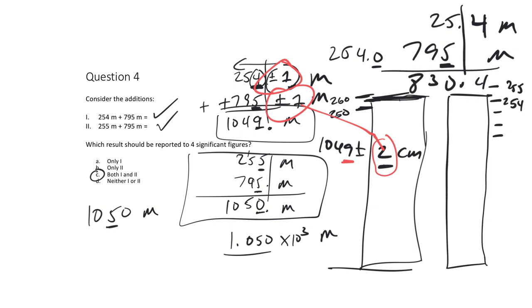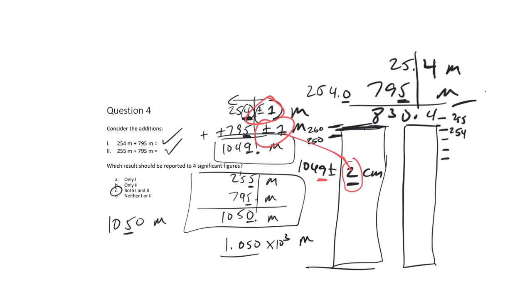So this result here would be rounded to 830 meters with 3 sig figs. So addition and subtraction are all about where the placeholders line up. Multiplication and division are all about counting significant figures. That'll be on the next question.